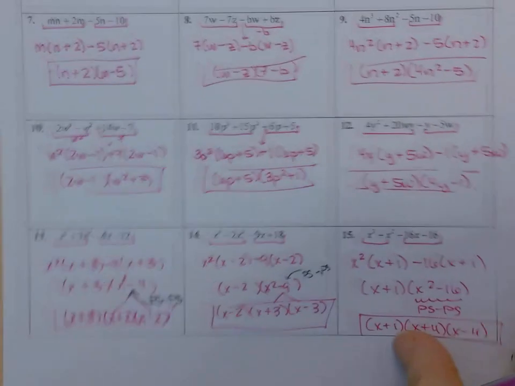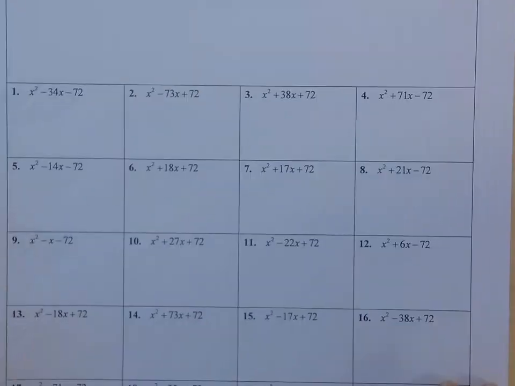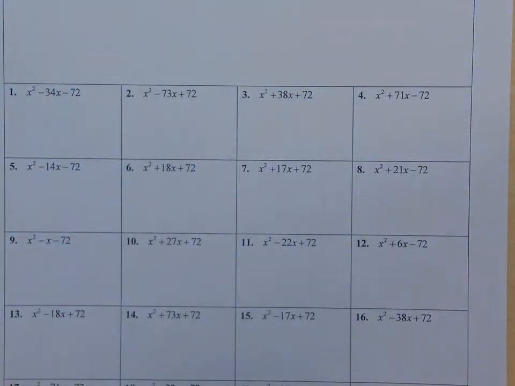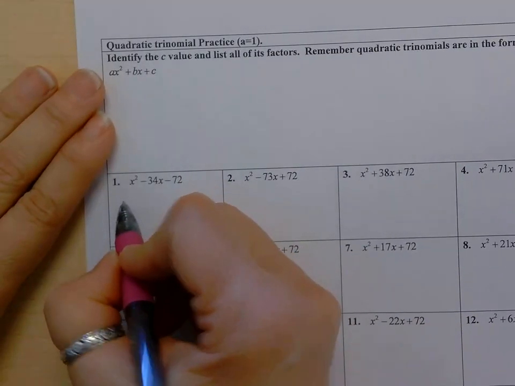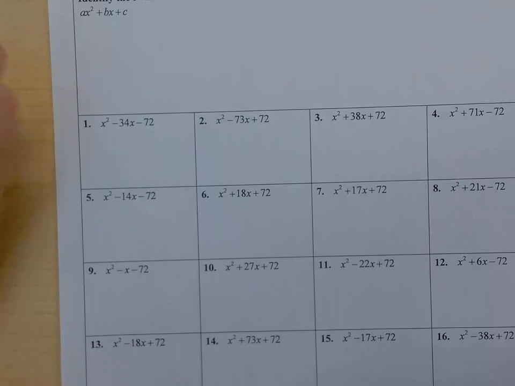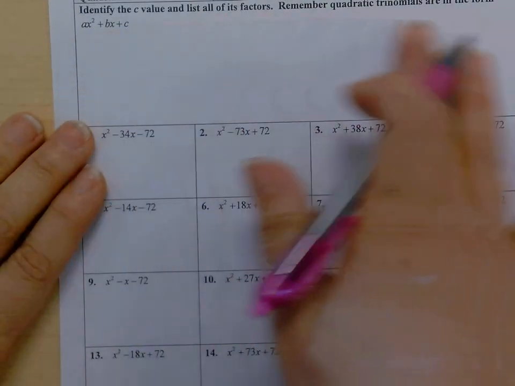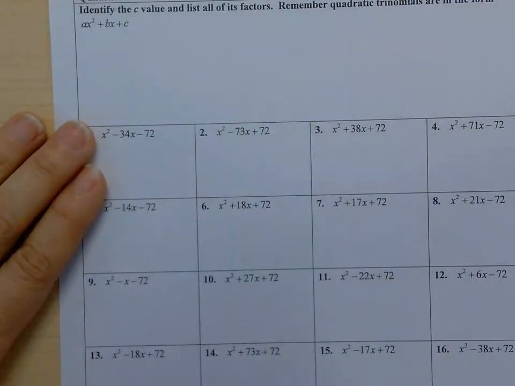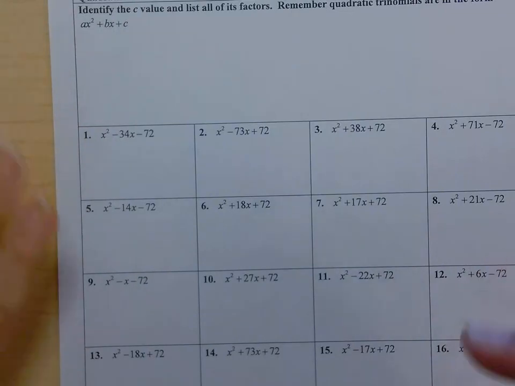So the last page, I like the last problems we did last time, only there's more of them. And I want you to notice that they all end in 72 or negative 72. So here's the idea. And you don't need to write anything up here if you don't need to, or you can write as little as you want.